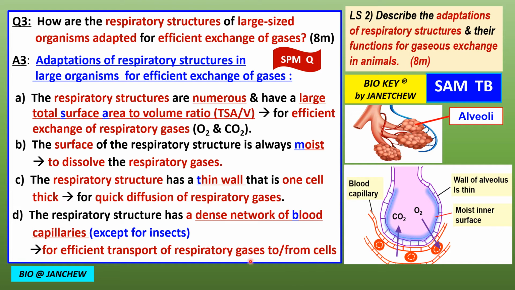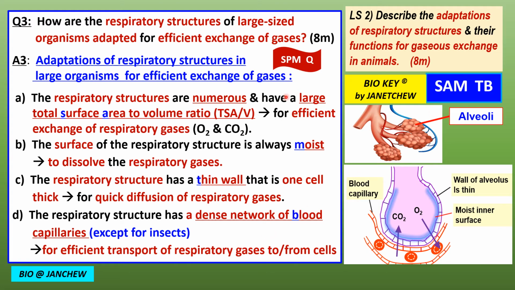And also for efficient transport of carbon dioxide from the cells to the alveoli. All right. So except for insects. Insects don't rely on blood capillaries to transport oxygen, for example. So here I have a memory aid called TSAV to help you remember the 4 points, right?